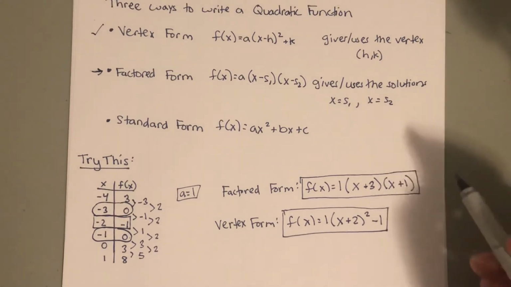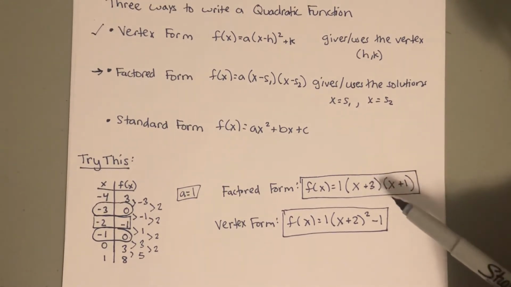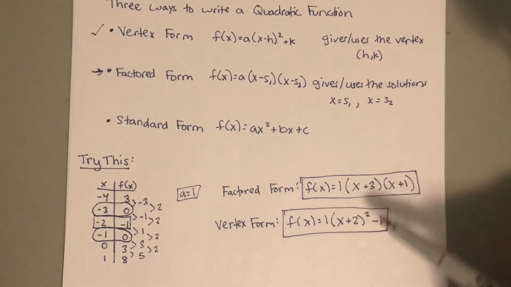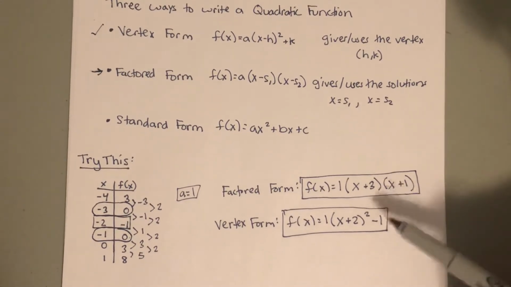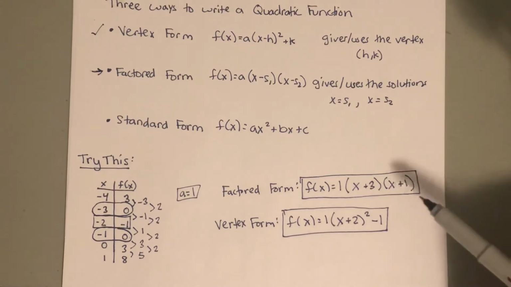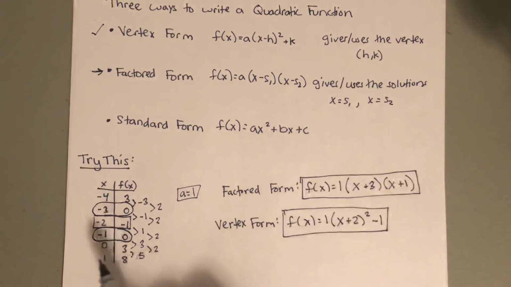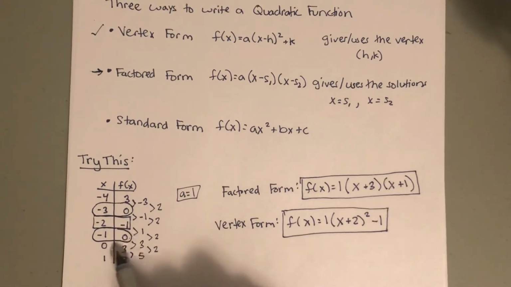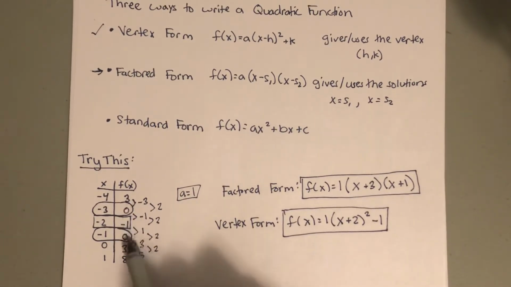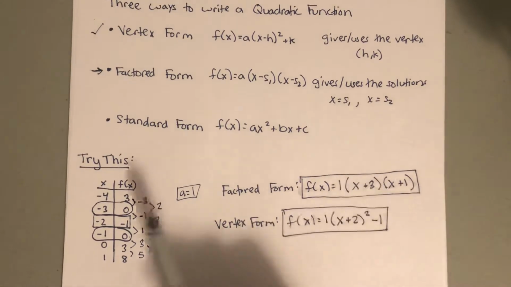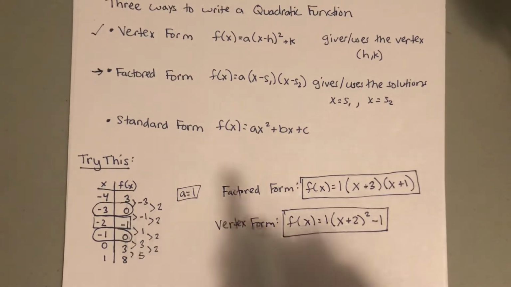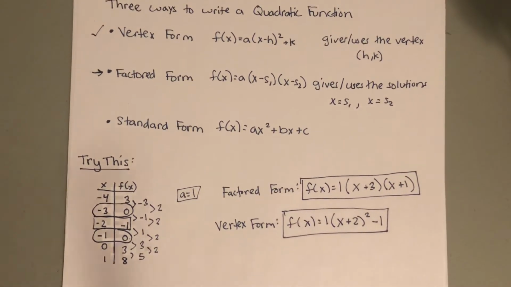In future videos, we're going to talk about how you can get from one equation to the other, like what you can do to maneuver it and mix it around to make one look like the other. But for right now, just know that these are two equal ways to write this function. If you want to use the solutions to do it, you would use factored form. If you want to use the vertex to do it, you would use vertex form.